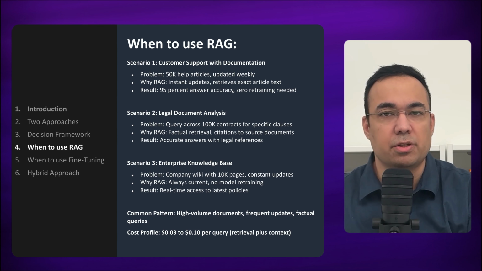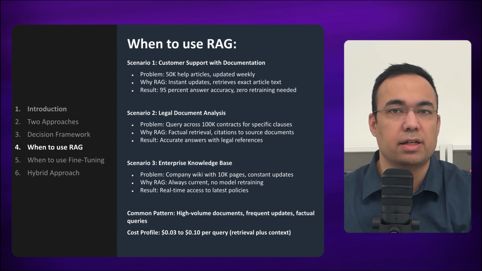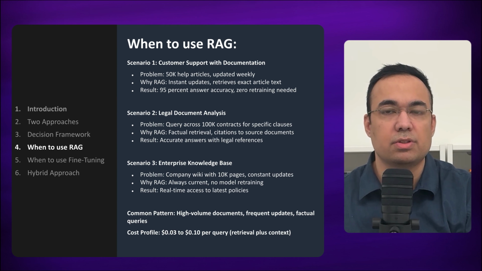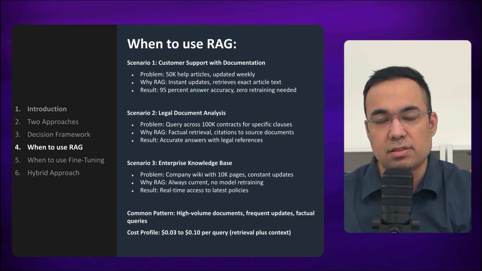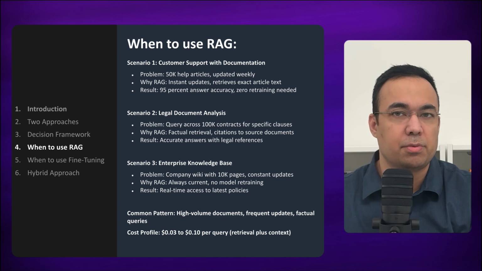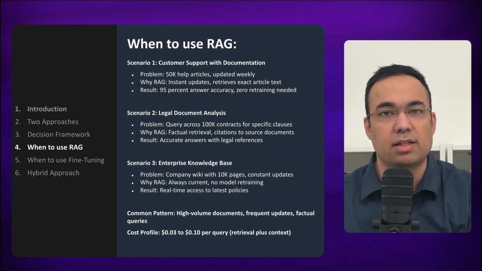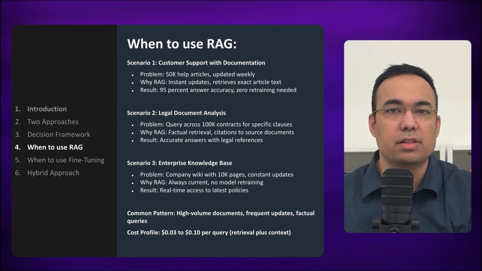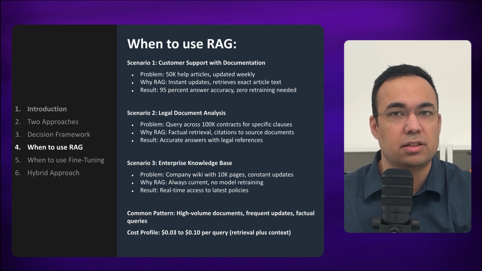When your team publishes a new article or modifies an existing one, it's immediately available for retrieval. You don't need to retrain anything here. The system retrieves the exact article text and includes it in the response. In production systems like this, we typically see around 95% answer accuracy because the model has direct access to the source material, and you need zero retraining, which saves substantial engineering time and cost.